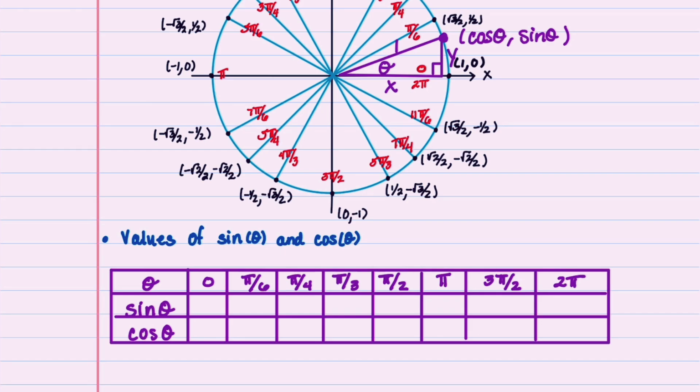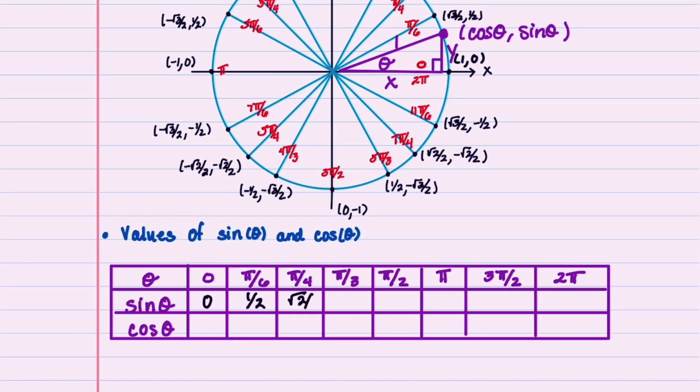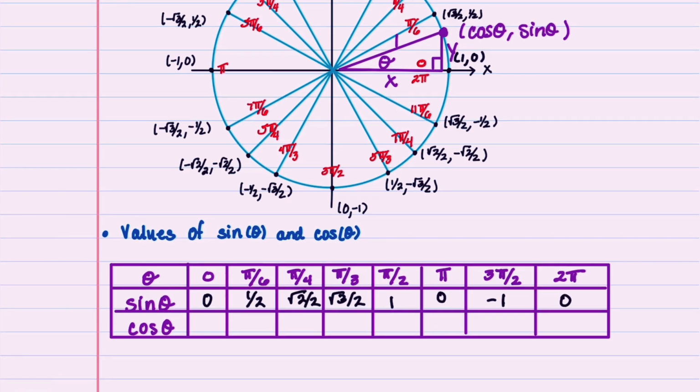To create the graphs of sine and cosine, we'll fill in this table for key values of theta. We'll begin with sine theta. Sine of 0 is equal to 0. Sine of pi over 6 is 1/2. And then we have root 2 over 2, and then root 3 over 2, and then 1. Sine of pi is equal to 0. Sine of 3 pi over 2 is -1, and sine of 2 pi is equal to 0.